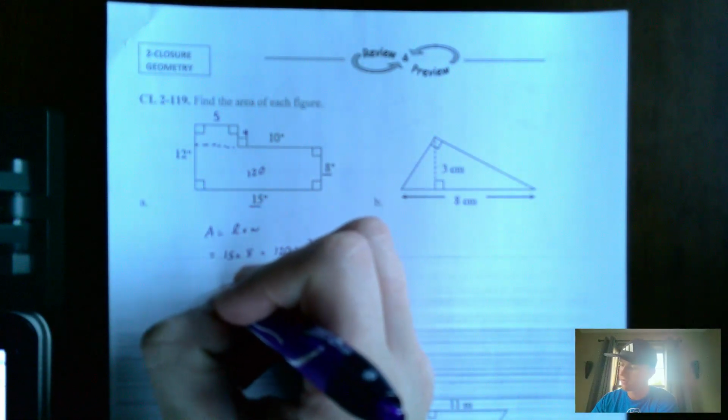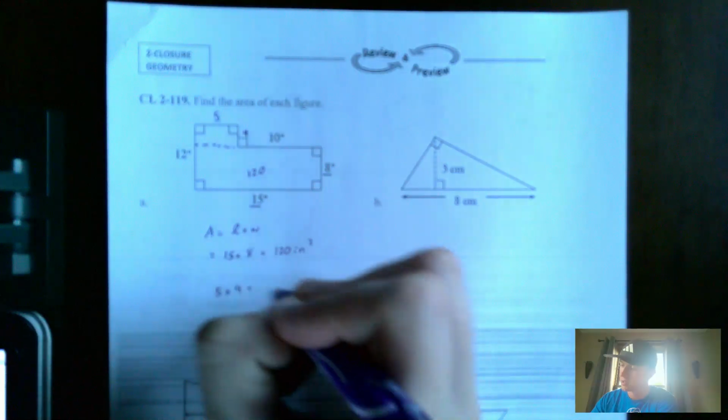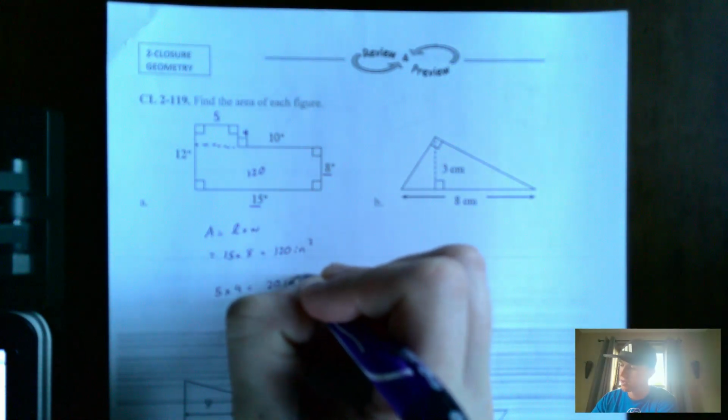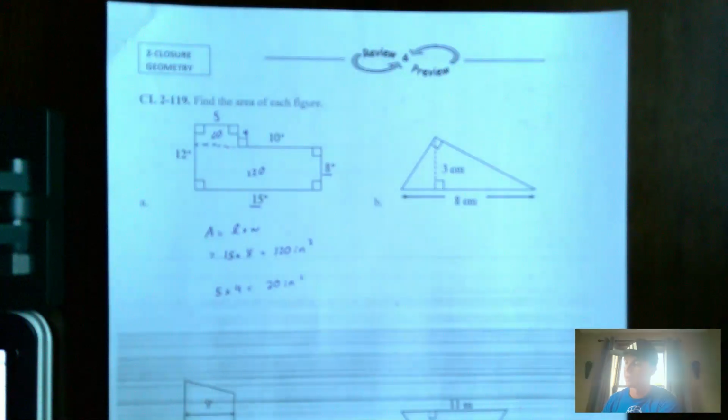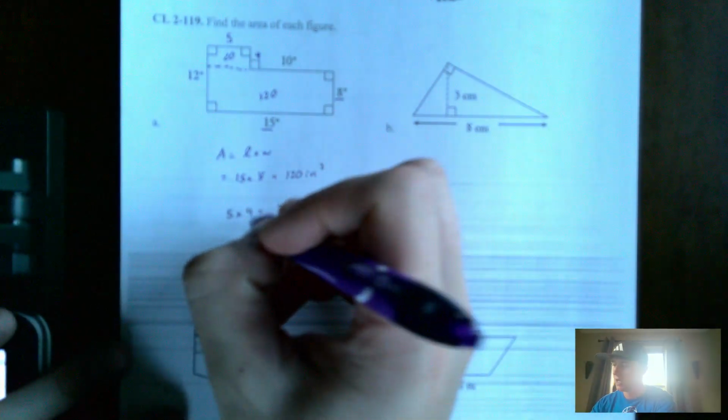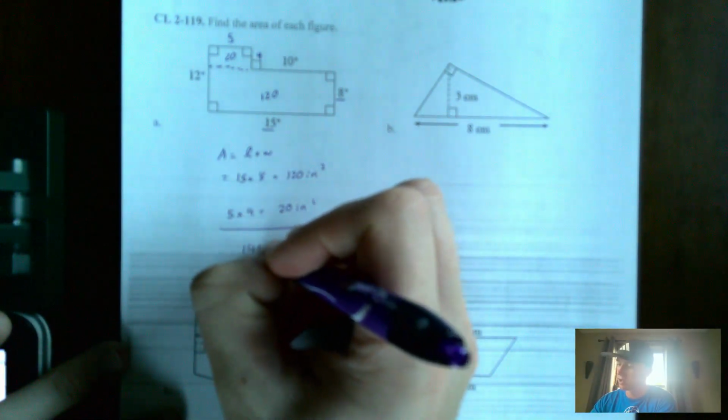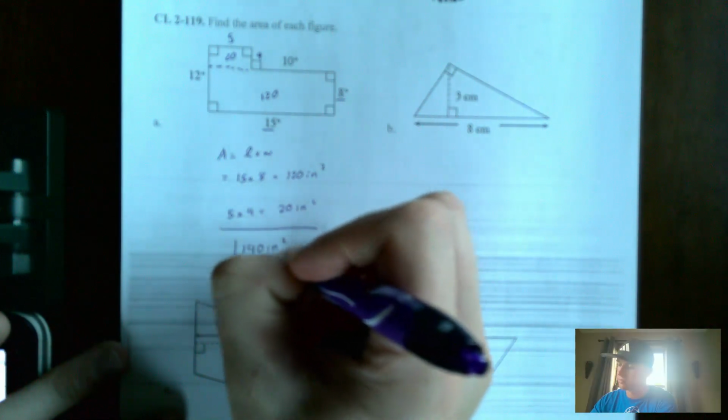What we're going to do then is just multiply those values. So 5 times 4 is going to give you 20 inches squared. And then remember, all you have to do is add them with that result. So you take 20 and 120, add them up, and you're going to get 140 inches squared. Hopefully you did okay with that. My main worry, folks, is not that you know the formulas, it's just making sure that you can apply them to the specific parts.